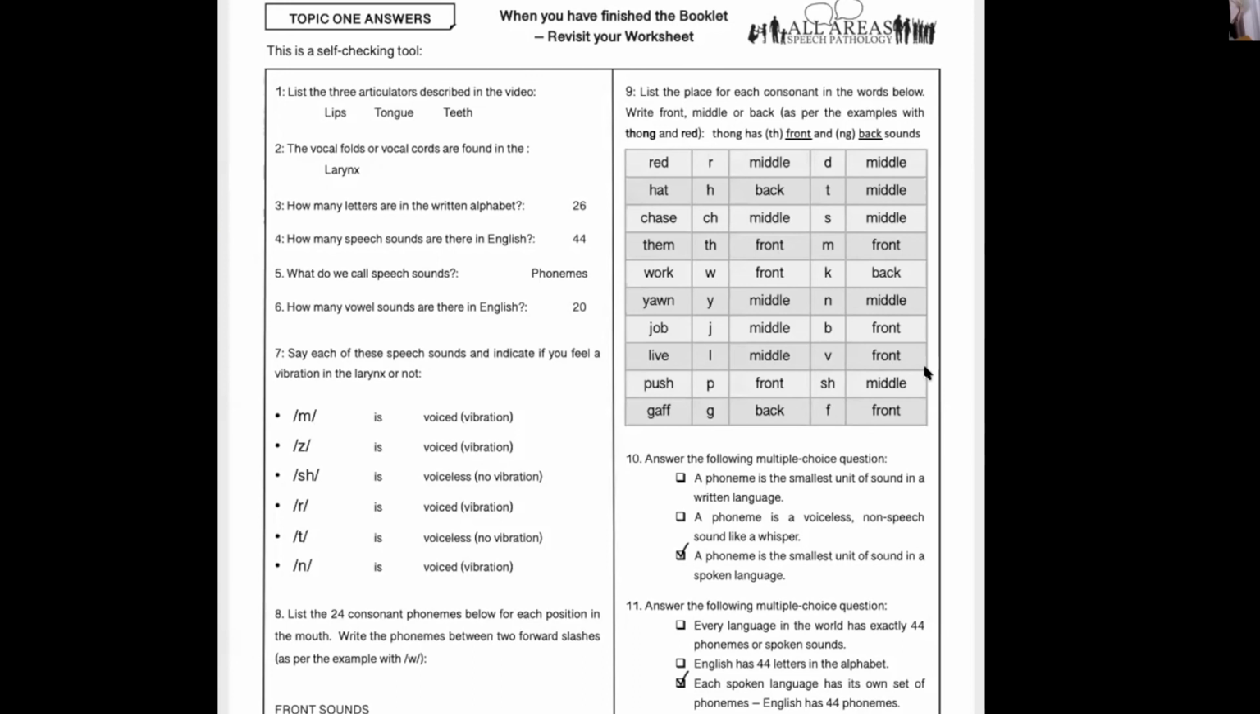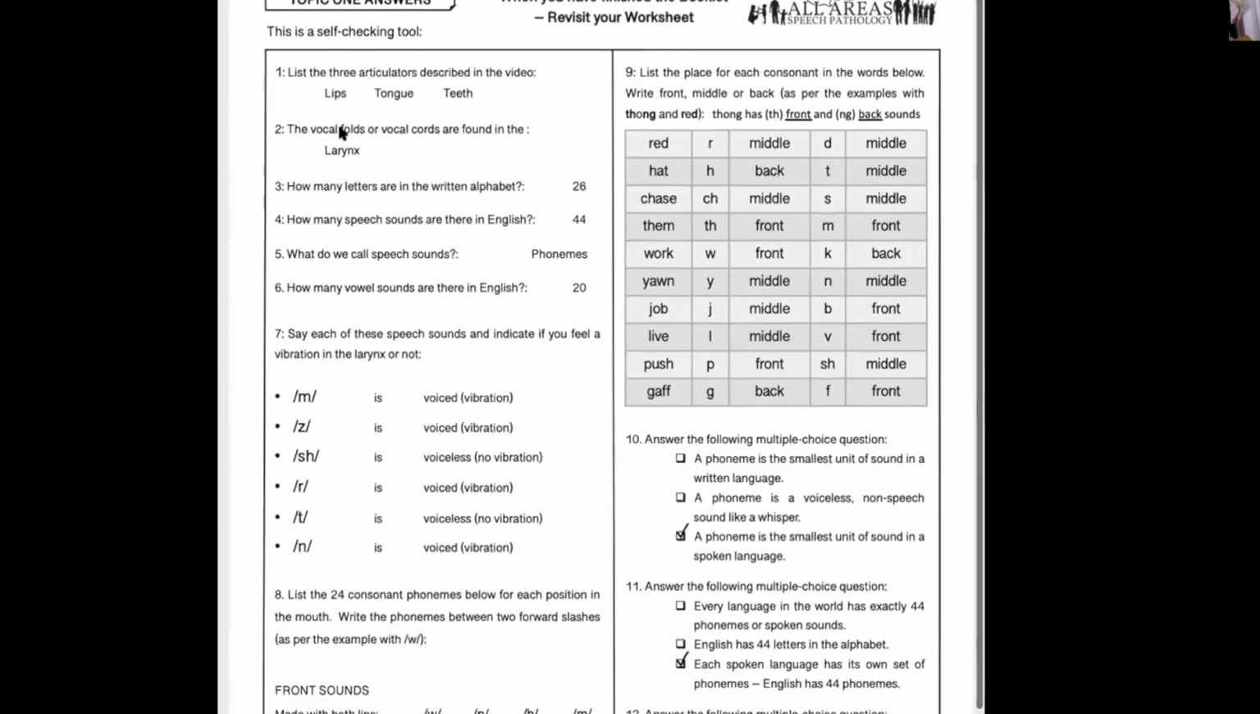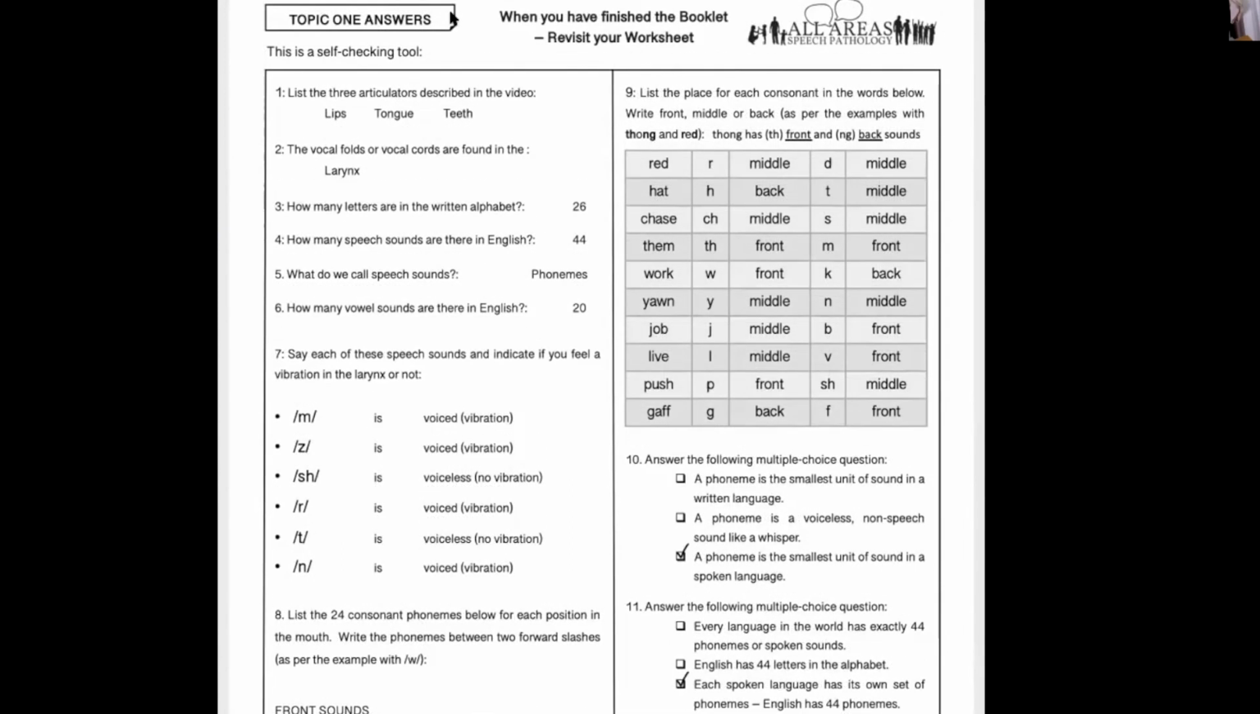So here's our topic 1 answers, and you'll now be able to unlock this from Moodle because you've done the tutorial, and you'll be able to go through as a self-checking tool, get your worksheet and come through and find the answers. You don't have to send it in to me. The purpose of the answer sheet is so that you self-check and get some feedback as to how you're going and understanding.